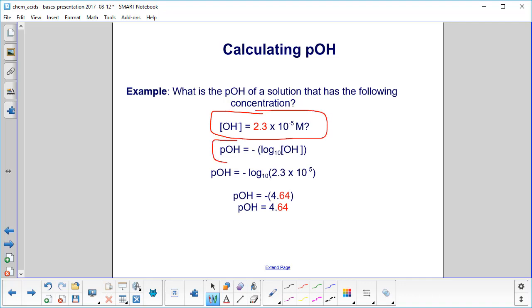Use the equation. pOH is minus log base 10 of the concentration of the hydroxide ion. And again, make sure this is a positive number. You can't take the log of a negative number. Carry out the math. We have two figures here, so you want 2 decimal places. So your answer is 4.64.